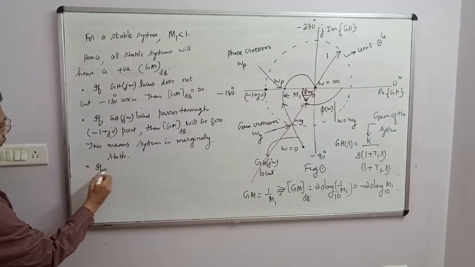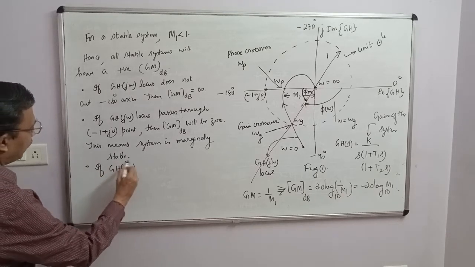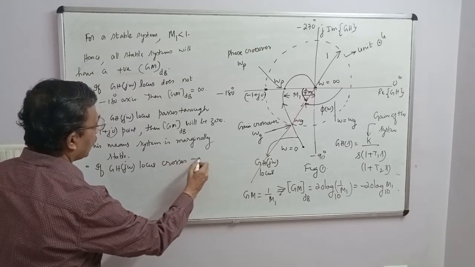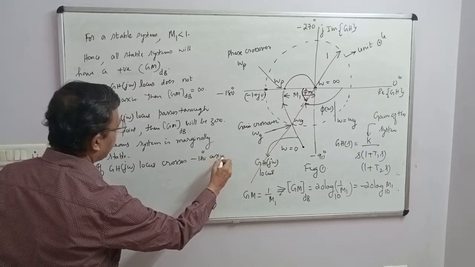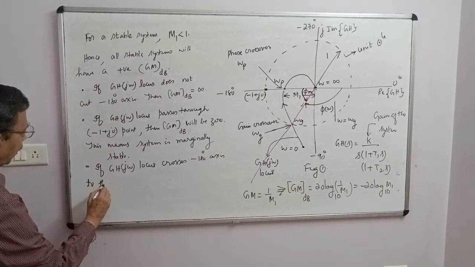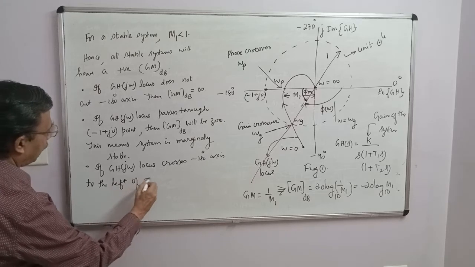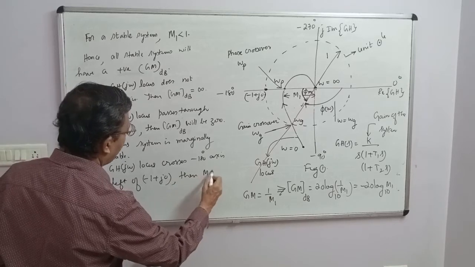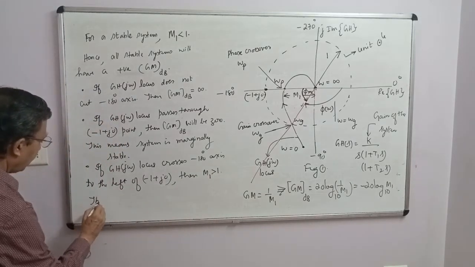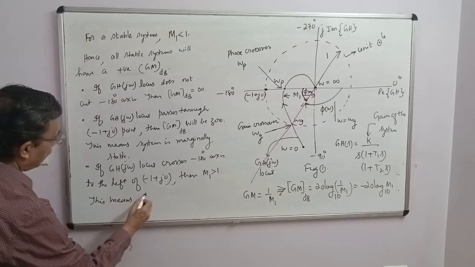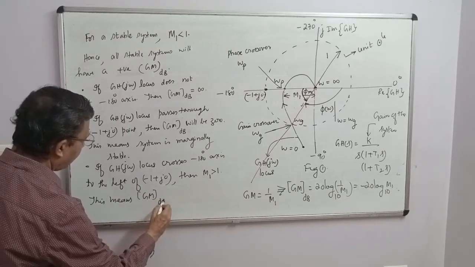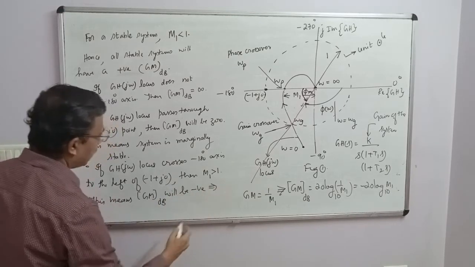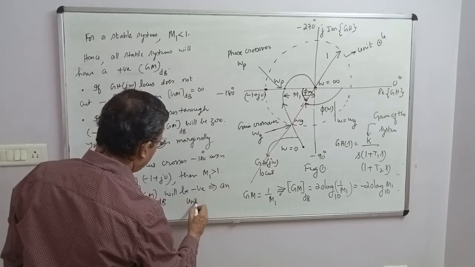Third point, if the GH of j omega locus crosses the minus 180 degree axis to the left of minus 1 plus j0, then m1 will be greater than 1. This means the gain margin in decibels will be negative, implying an unstable system.